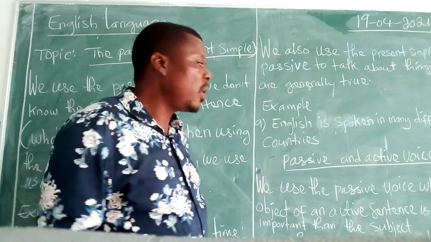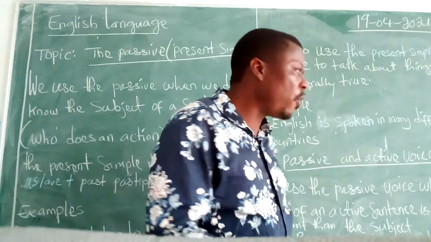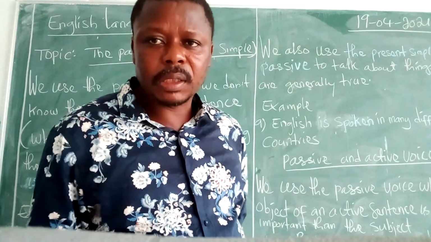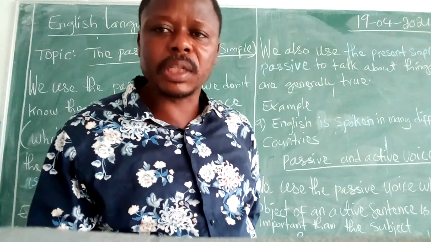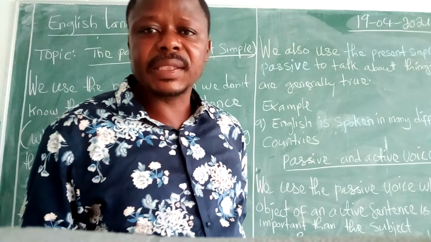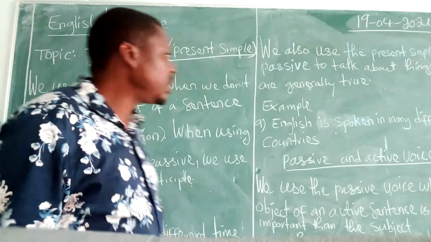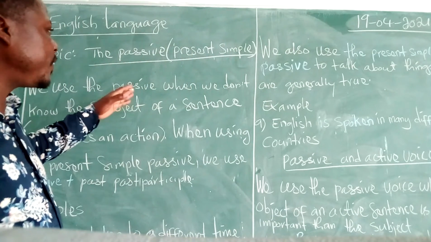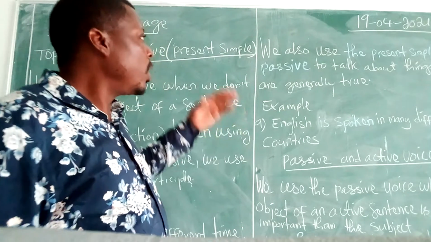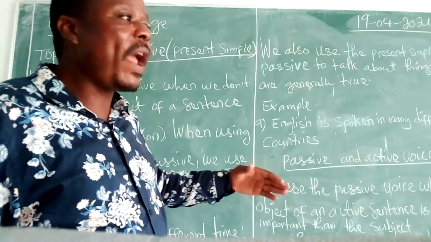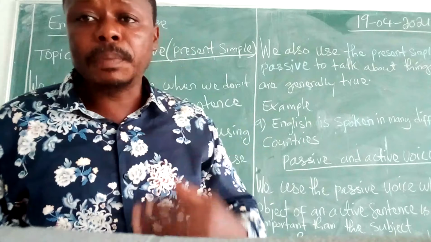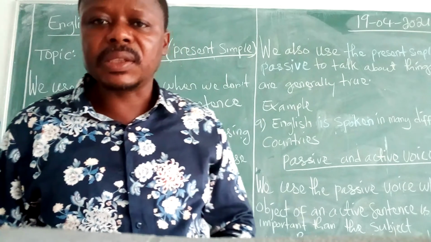So in effect, we use passive voice when we give more importance to the object of a sentence and not its subject. So this is how we use the passive voice when we want to lay emphasis on the object and not the subject of a sentence.